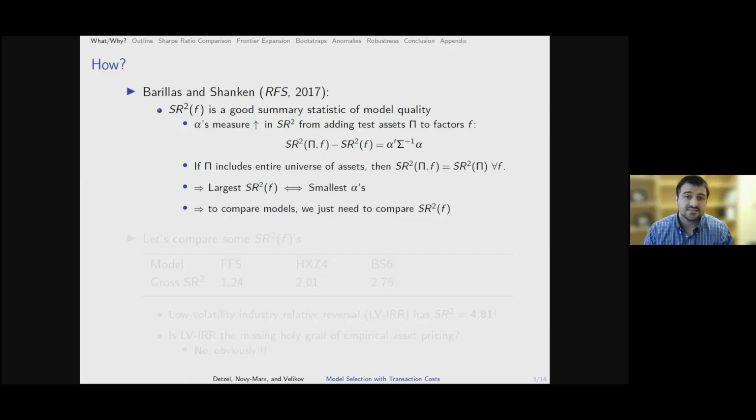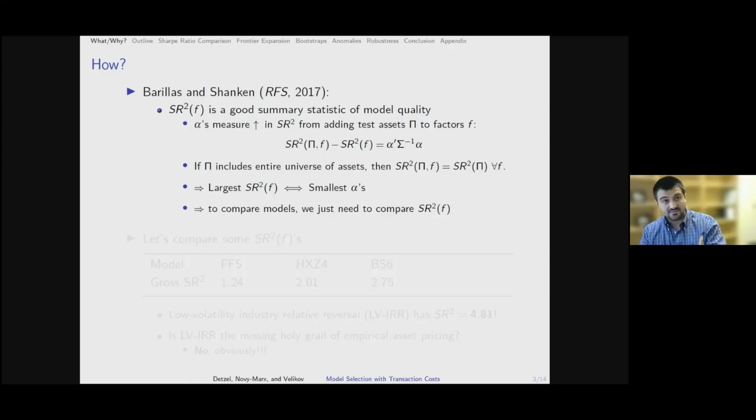And the Barillas and Shanken insight, which is a cool insight, is that if the test assets include the entire universe of assets, well, then the maximum squared Sharpe ratio is essentially the same regardless of the factor model. And so what they argue is that to get the smallest mispricing, the smallest alphas, you really need to try to maximize the squared Sharpe ratio of a given model. And as a byproduct, we get this nice suggestion that to compare factor models, we really just need to compare their squared Sharpe ratios, which is pretty cool because historically we've been relying on a choice of test assets, which has its own problems that I hopefully have time to get to later on.